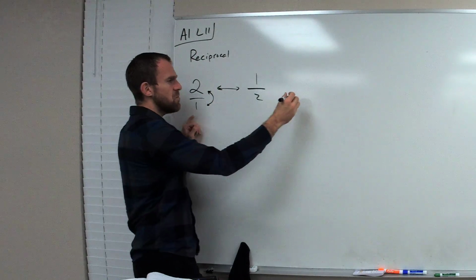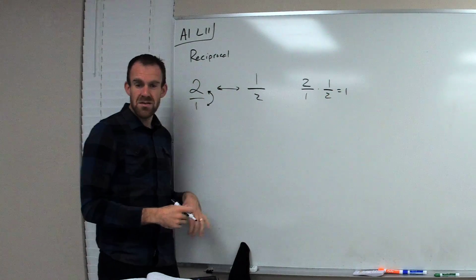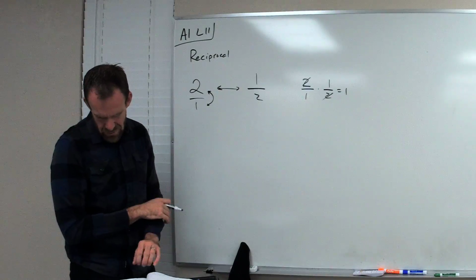What's special about the reciprocal? Well, if I multiply the original number by the reciprocal, I get 1. So it cancels the original number. So that's why we like the reciprocal.